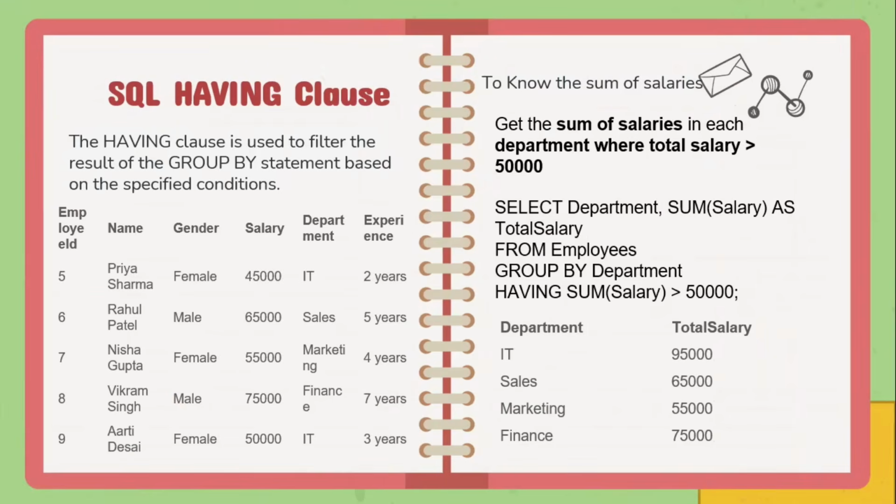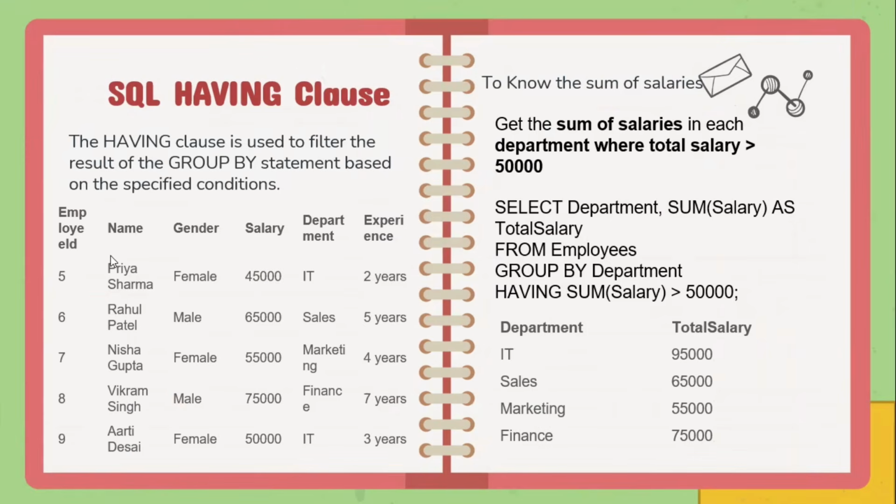Then SQL having clause. The having clause is used to filter the result of the group by statement based on the specified conditions. It actually works like the where clause, but when we use group by clause, then we can use having clause, not the where clause.